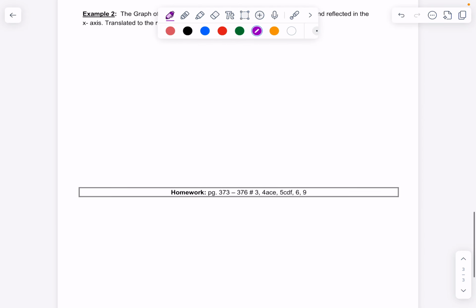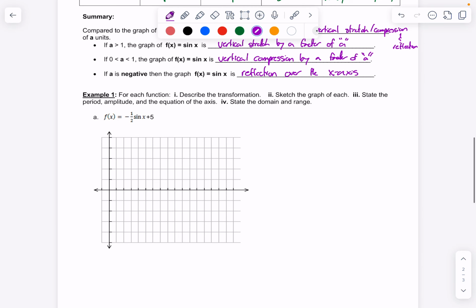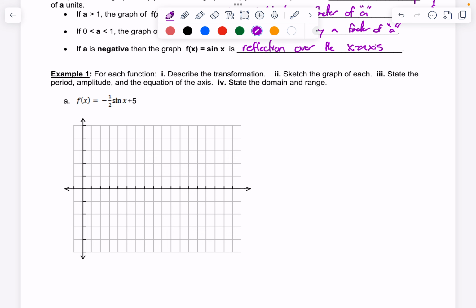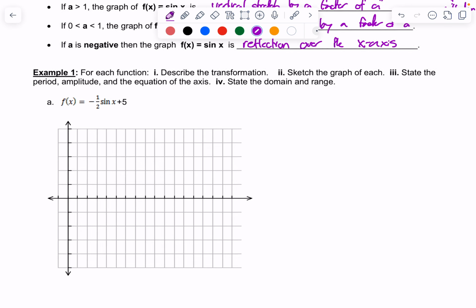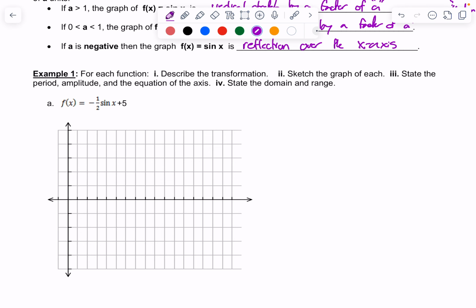So we have 2 examples, right? So example 1, for each function, so we only have 1 function. Describe the transformation, sketch a graph of each, state the period, amplitude, and the equation of the axis, state the domain and range. So for each function, describe the transformations. Let's start with sketching the graph first.